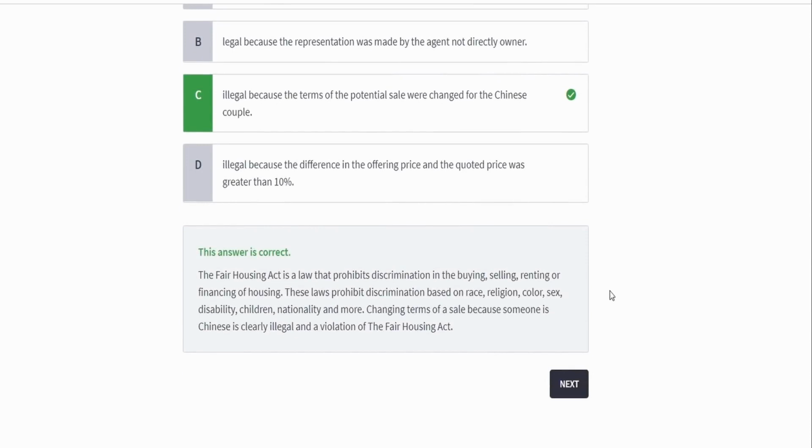All that matters is that the potential sale was changed for the Chinese couple. And again, that is the foundation of the Fair Housing Act, and we touched on that briefly earlier. The Fair Housing Act is the law that prohibits discrimination in the buying, selling, renting, or financing of housing. These laws prohibit discrimination based on race, religion, color, sex, disability, children, nationality, and more. So changing terms of the sale because someone is Chinese is clearly illegal and a violation of the Fair Housing Act. So don't overthink this one. Know your fair housing, and you should understand questions like this.